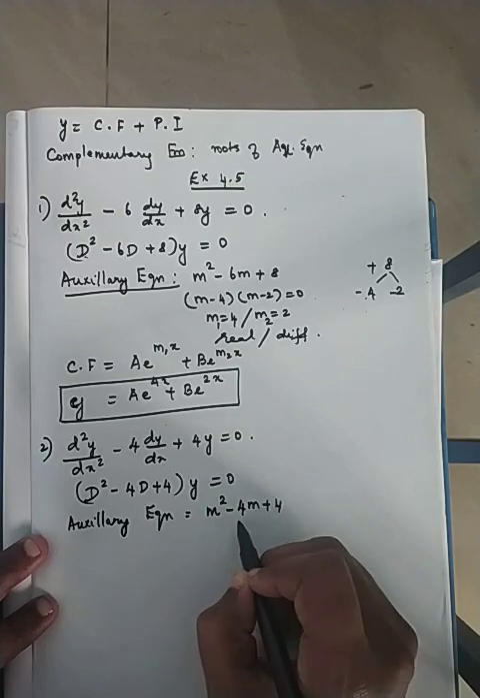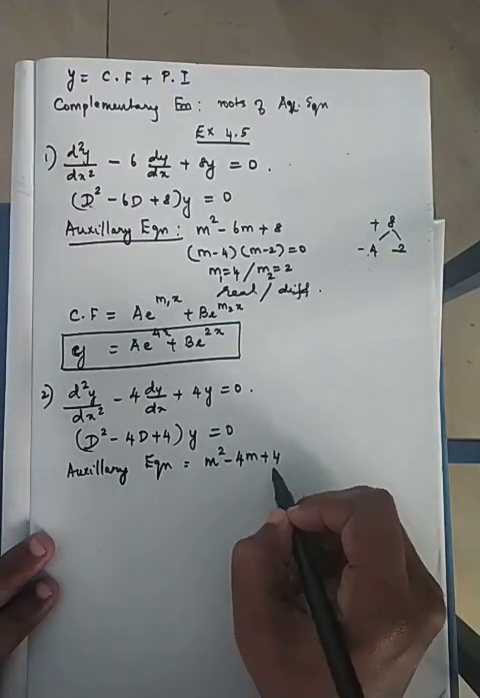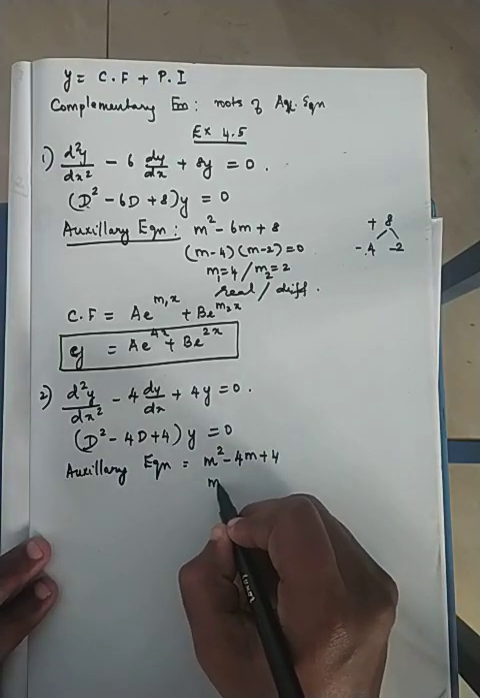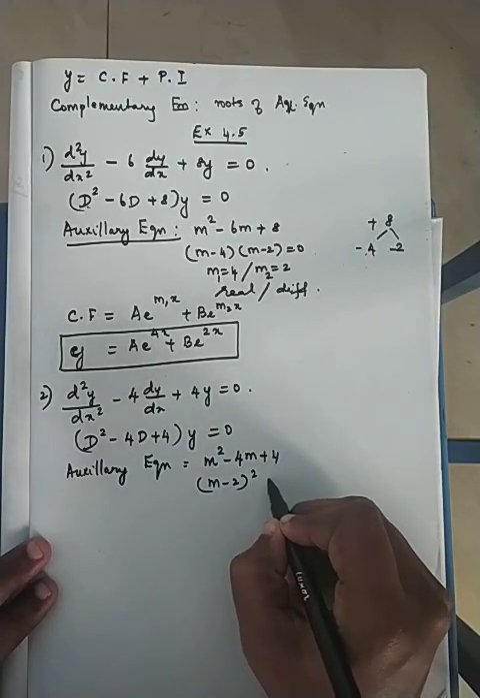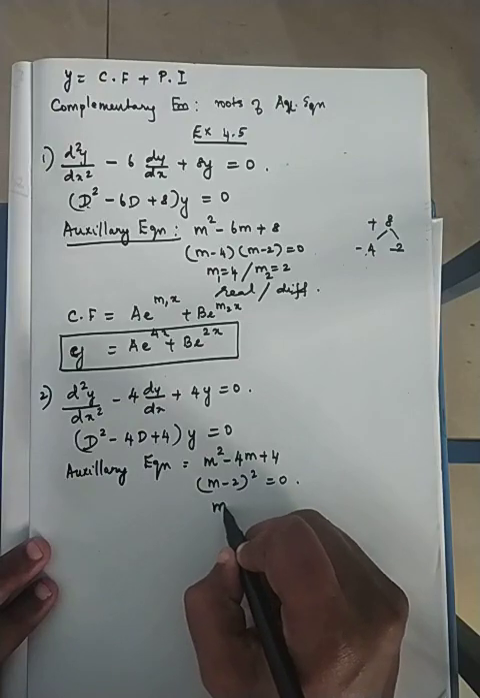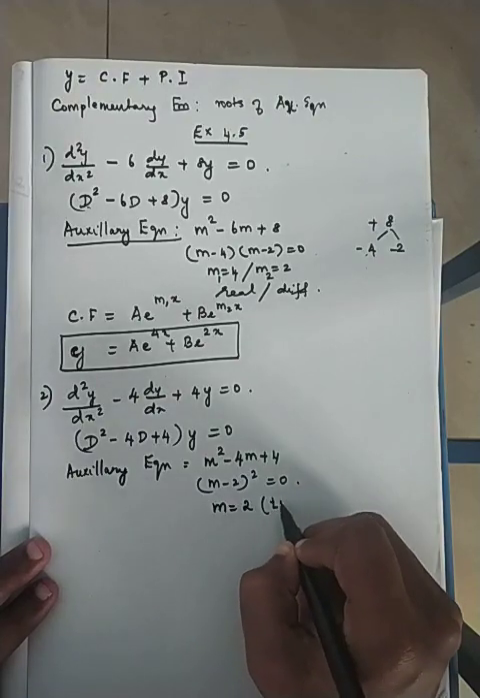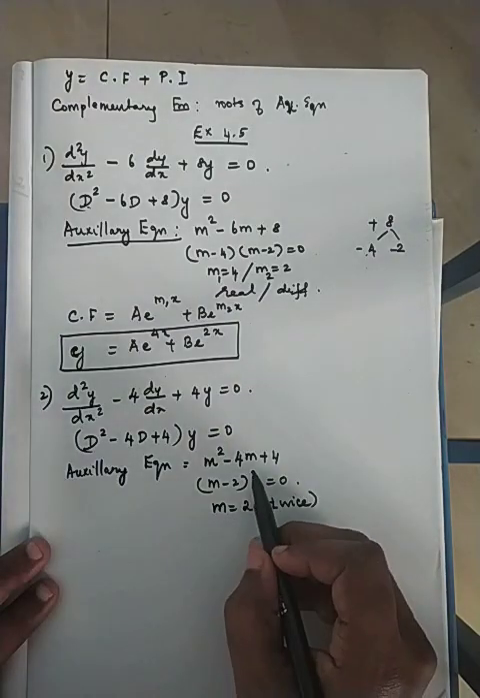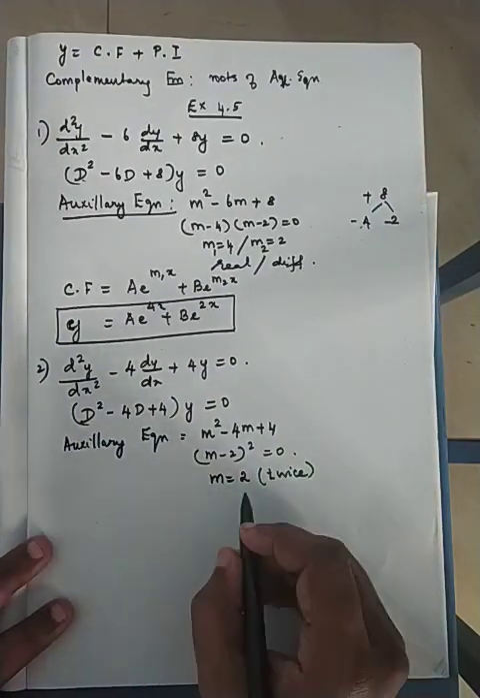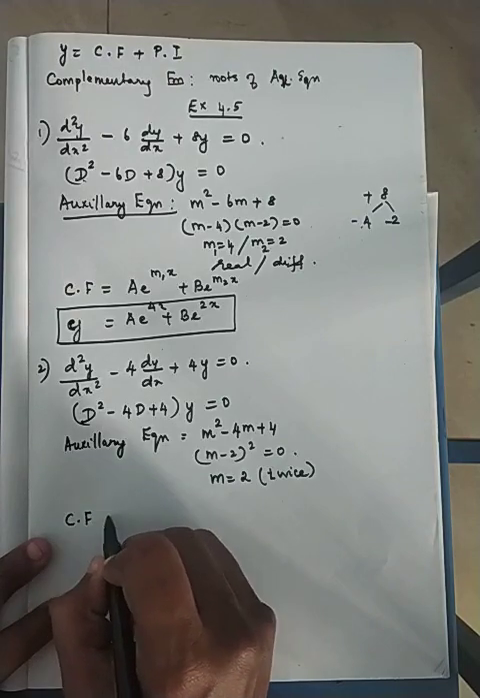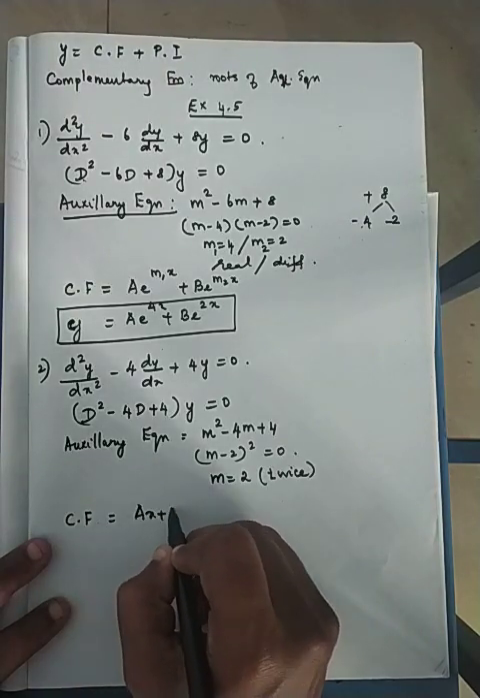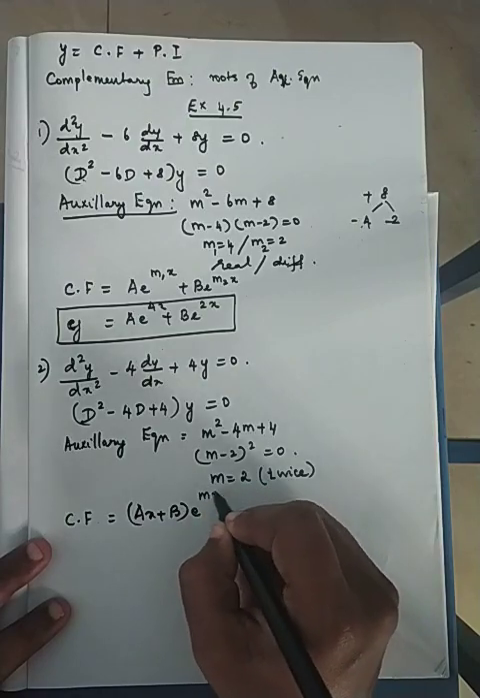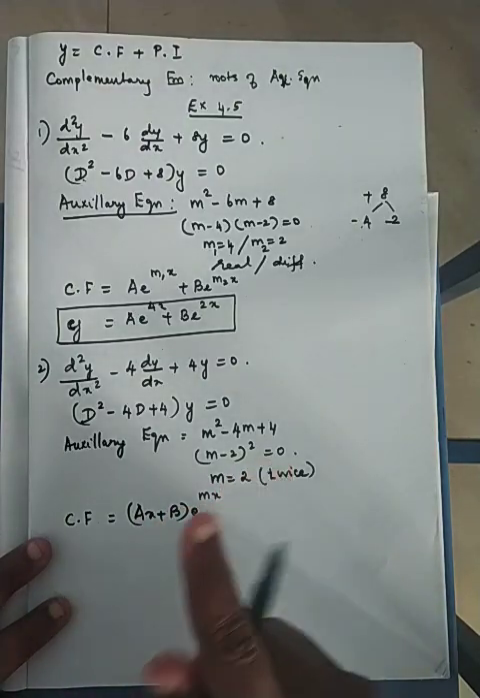Now it is nothing but a minus b the whole square. What is minus b here? 2. So this is m minus 2 the whole square is equal to 0. That is, m is equal to 2, twice; the same root is appearing 2 times. That is why I am getting this square. So my complementary function is equal to ax plus b into e power mx, because my same m is appearing 2 times.